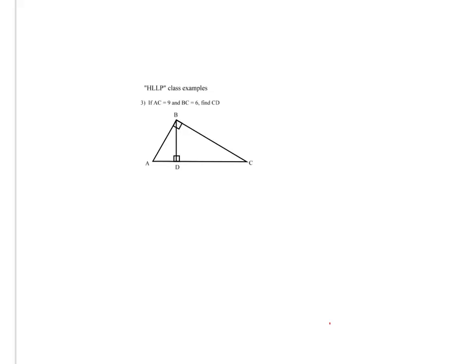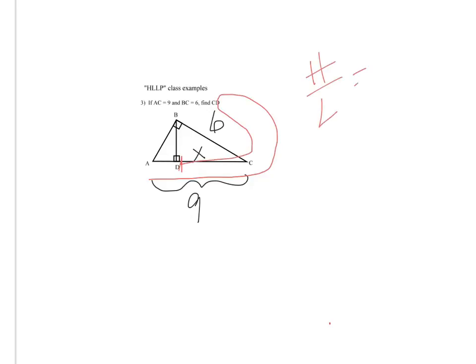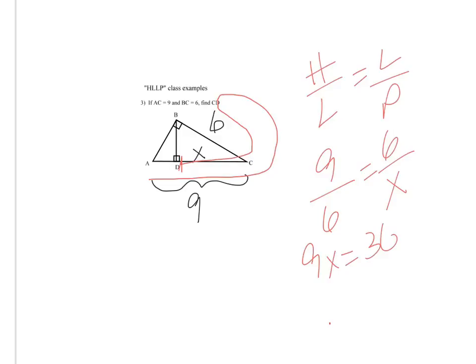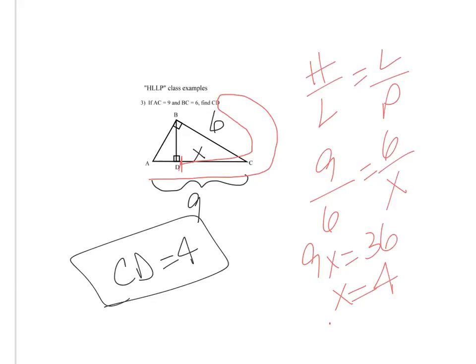So in this case, I have that AC, which is the entire thing, is equal to 9, BC is equal to 6, and it wants me to find CD, which is going to be this piece here. I'm going to do hypotenuse over leg equals leg over projection. It's going to be 9 over 6 equals 6 over x. When I do the product of the means equals the product of the extremes, I get 9x equals 36, and x is equal to 4. So in this case, CD would be equal to 4.